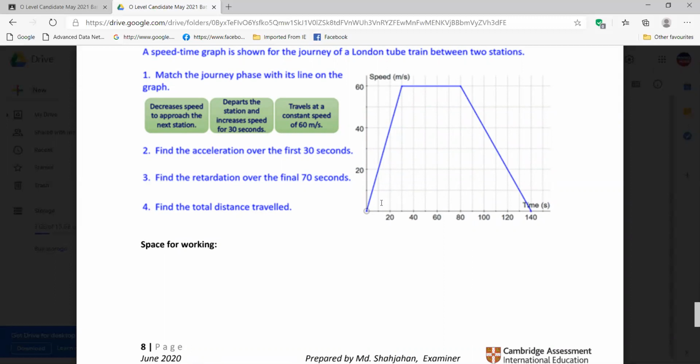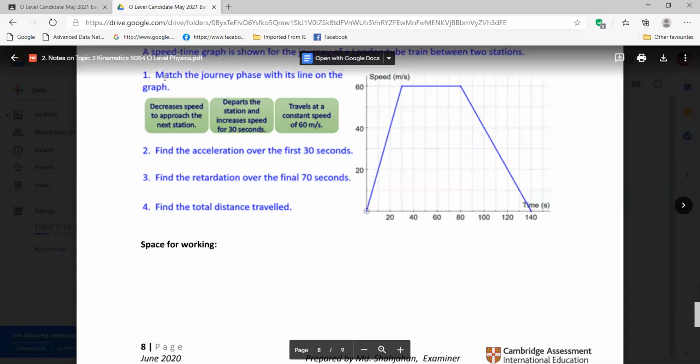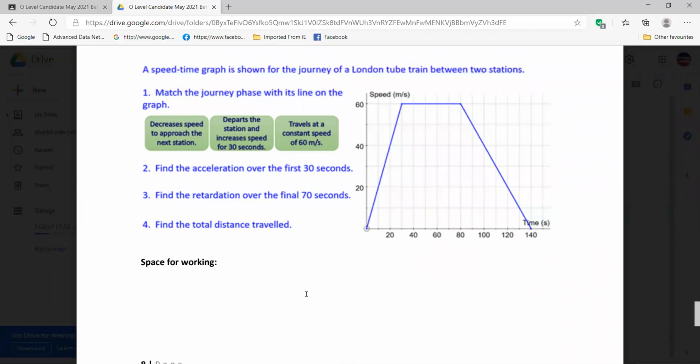A is 900. No, I'm asking this one. One. Can you read the question? Match the journey phase with its line on the graph. So which line is showing this one? First line, second line, or third line? First line.